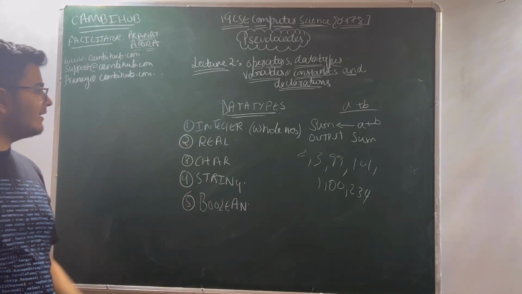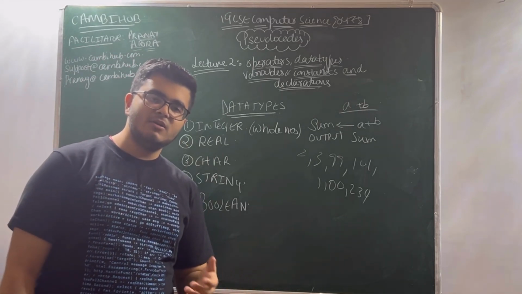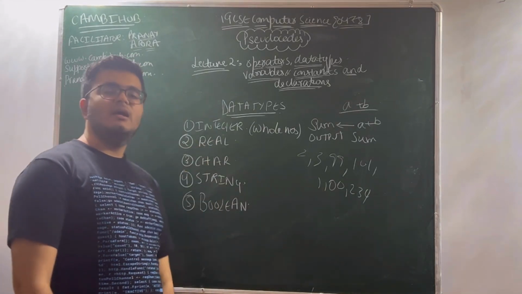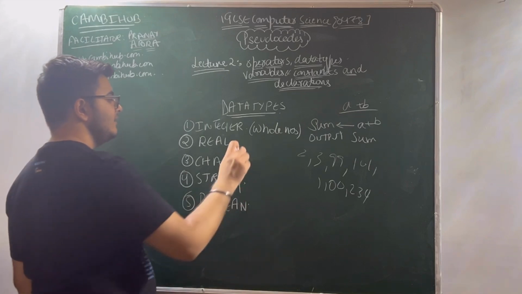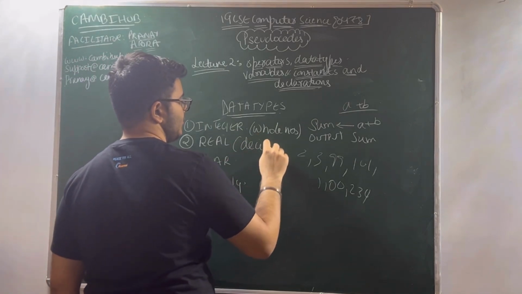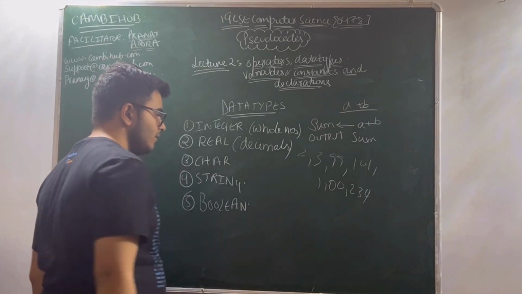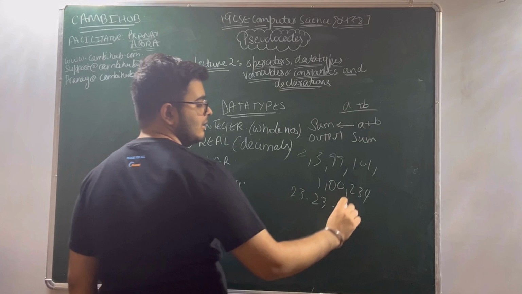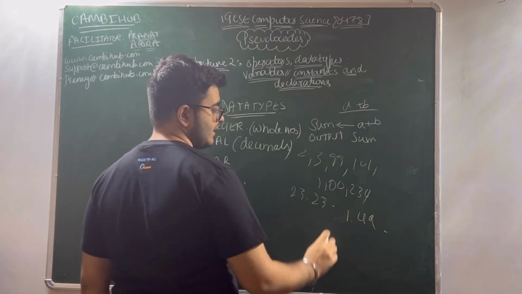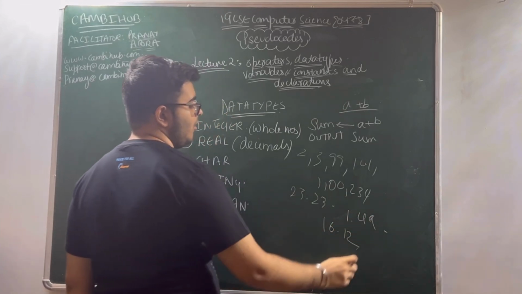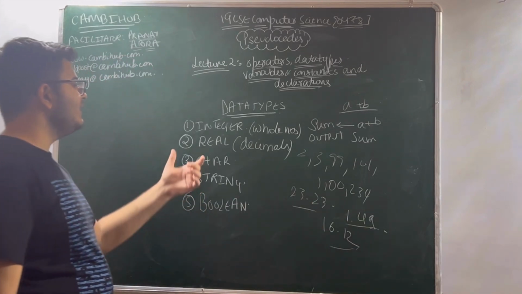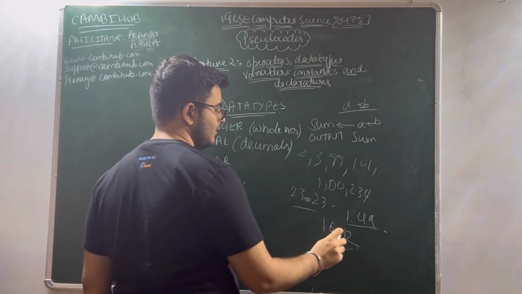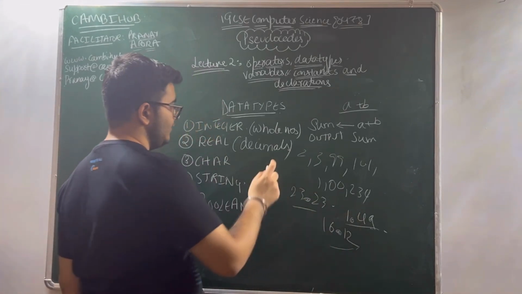What is the real data type? If you have already done Python or Java, float is the variable that we use for real. What is real? Real is decimals, like 23.23, 1.49, 16.12. All of these values are real values. Anything that has a decimal point in it is a real value.